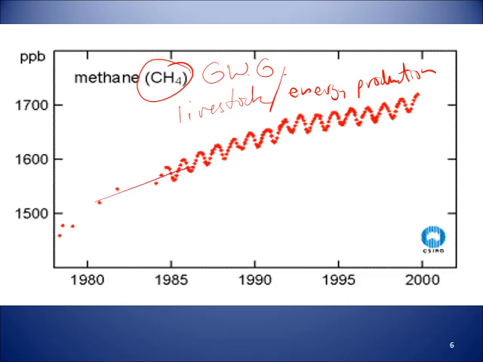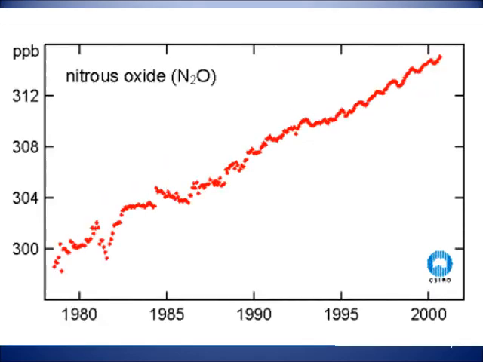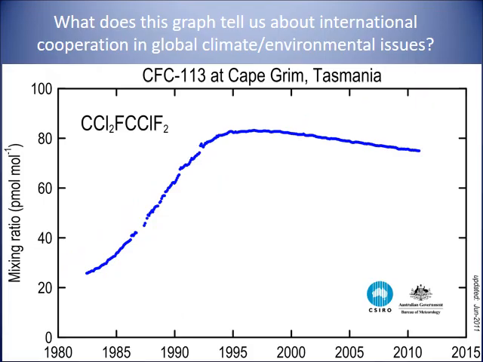And again, you can see an increase, and it also follows that seasonal fluctuation, partly because of land mass being greater in the northern hemisphere. And nitrous oxide, also a global warming gas, is increasing over time. Not quite as much of an impact as CO2, but still something that has to be looked at.